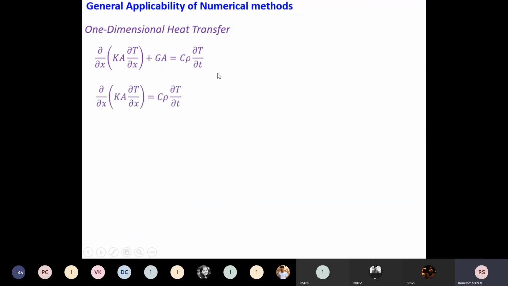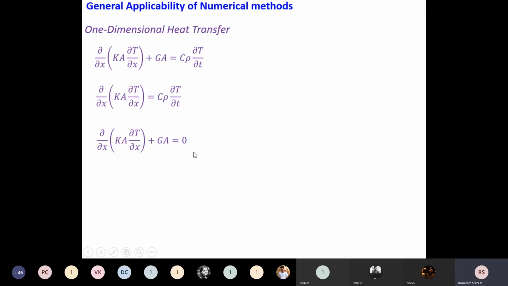Now see here, when we remove the heat source, if there is no heat source in the system, then this equation is reduced to the Fourier equation. That is your transient equation without heat source. One-dimensional transient equation without heat source. Now next one, when we write this equation for steady state condition with heat source, then you will get this equation.